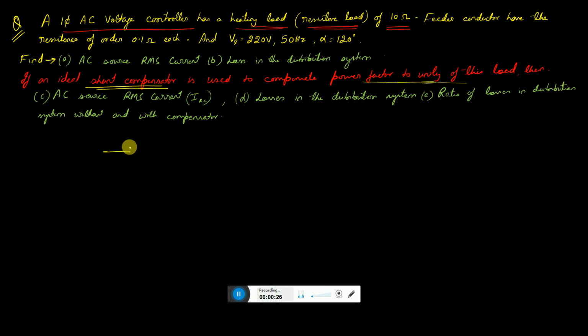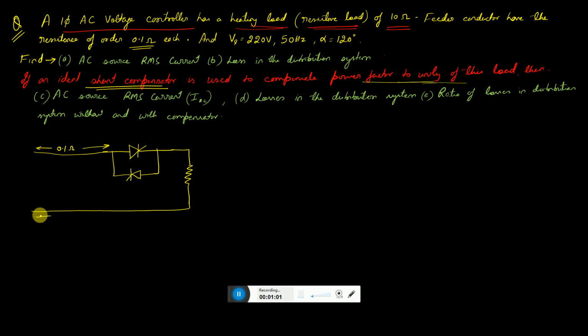An AC voltage controller is nothing but thyristors connected back to back, so that helps to control the AC voltage in both the positive half and the negative half. The thyristors are connected with a resistive load of 10 ohm, and the feeder connected to it has a resistance of 0.1 ohm each. So this is 0.1 ohms, and the feeder is there.